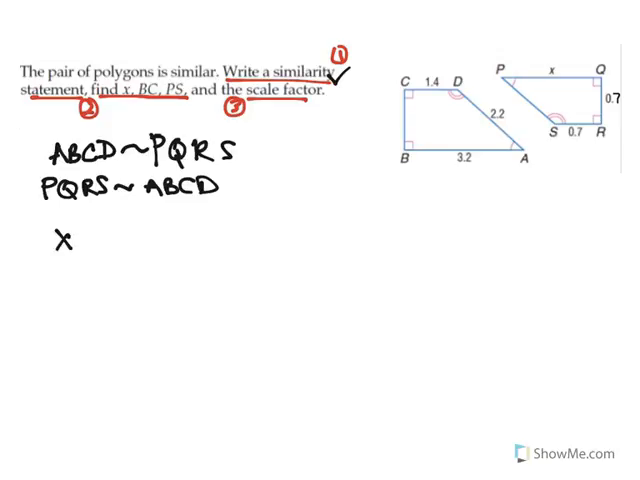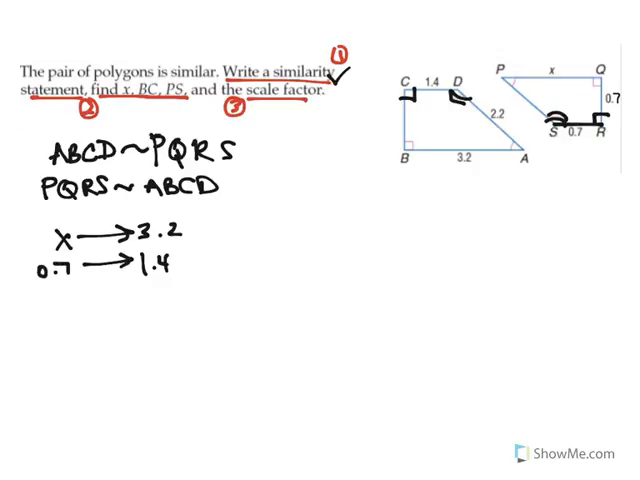All right, so we always start with x. X falls on the side between one angle and a right angle. So I'm going to look for the side in the first figure between angle 1 and a right angle, and that is 3.2. Now, I need to set up a ratio with another set of sides. Let's look at SR, this side here. It's between 2 and a right angle. So the side that's between 2 and a right angle up here is CD, which is 1.4.